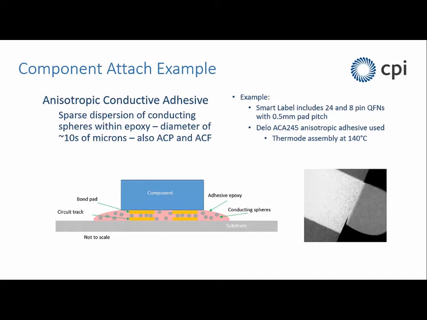However, the spheres are sufficiently sparse for there not to be any lateral XY sort of conduction. And so with a single blob of adhesive, a single press and heat and pressure for a short time, we can get multiple contacts simultaneously. This is very handy if you've got a component that has a very small pad pitch, for example, 0.4, 0.5 millimeters, and lots of pins together. It makes it a very easy way to assemble these components.